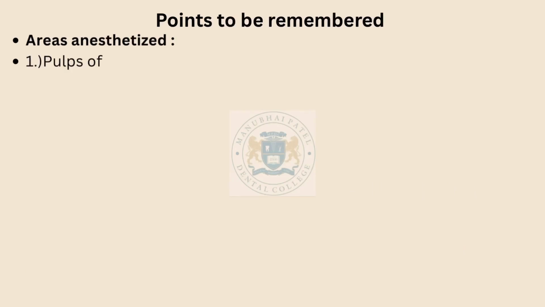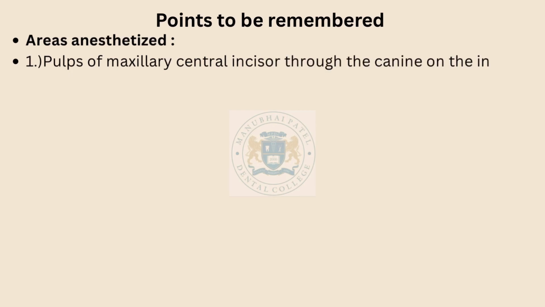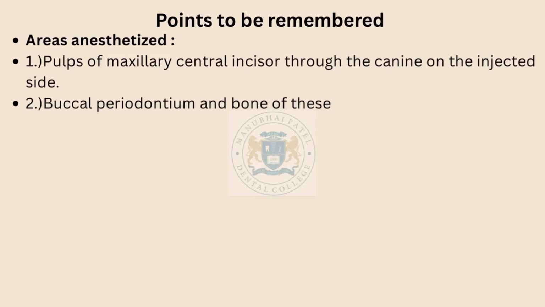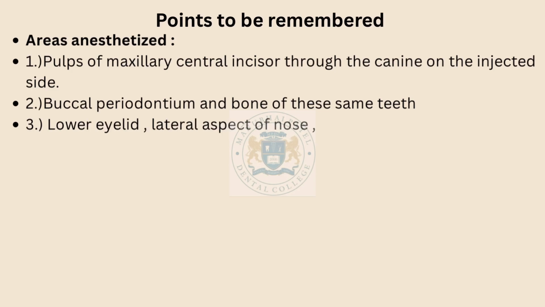Points to be remembered. What are the areas anesthetized? 1. Pulps of the maxillary central incisor through the canine on the injected side. 2. Buccal periodontium and bone of these same teeth. 3. Lower eyelid, lateral aspect of the nose, and upper lip.